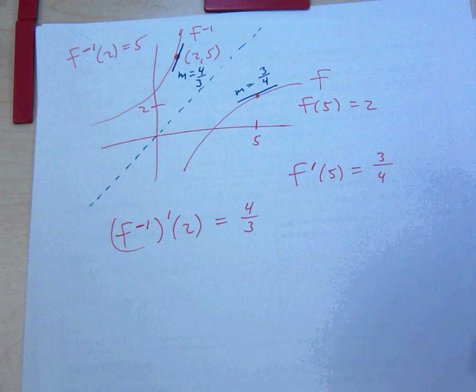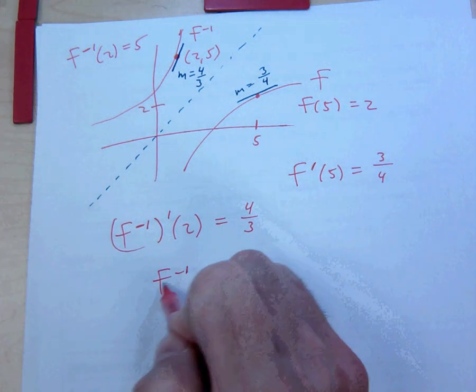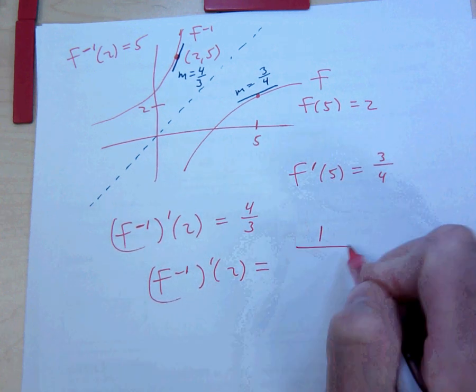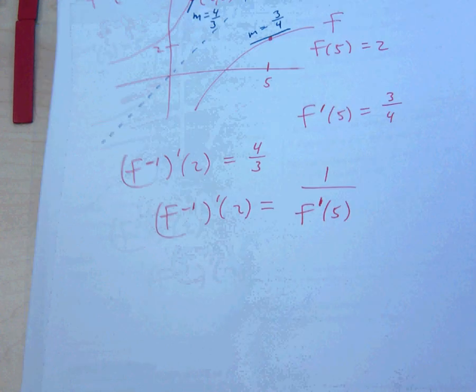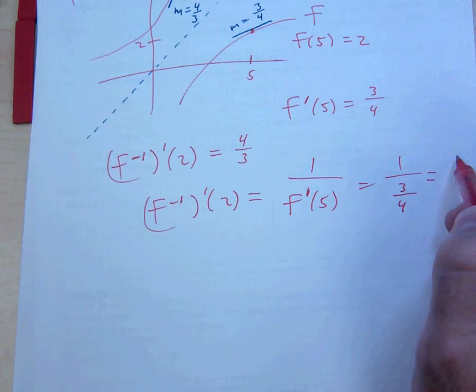And again, here's another way to look at it. If you want to find f inverse prime of 2, what you'd take the reciprocal of, in other words, 1 over f prime of 5, wouldn't you? So in other words, you'd take what? 1 over 3/4, which gives you what?